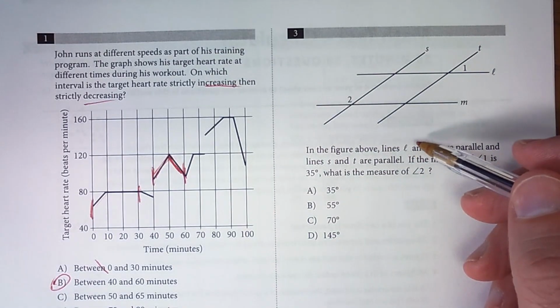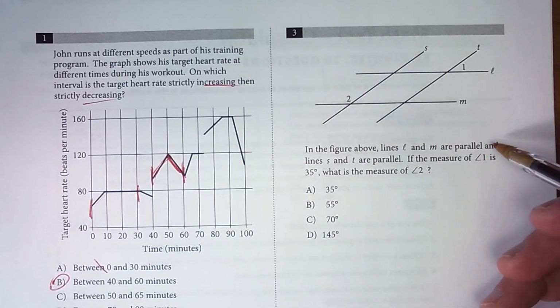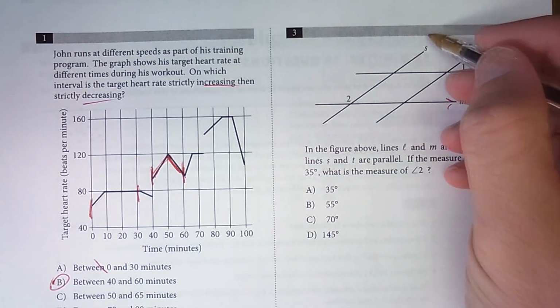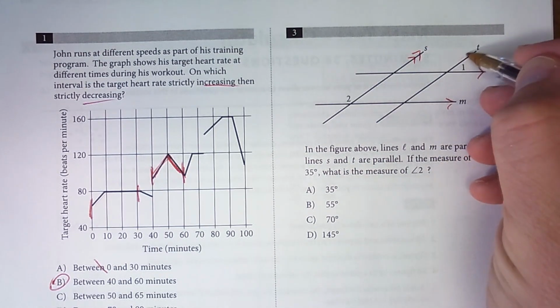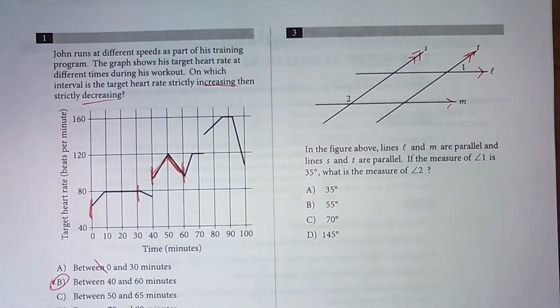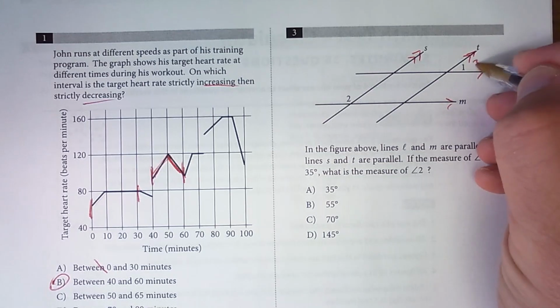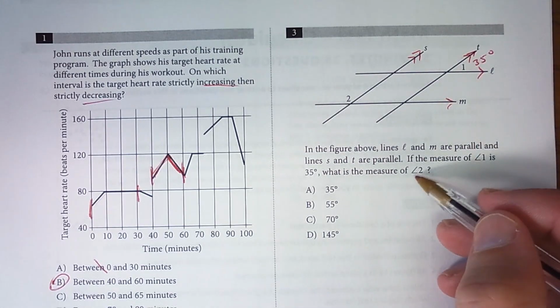In the figure above, lines L and M are parallel, so these are parallel lines, and lines S and T are parallel. If the measure of angle 1 is 35 degrees, find the measure of angle 2.